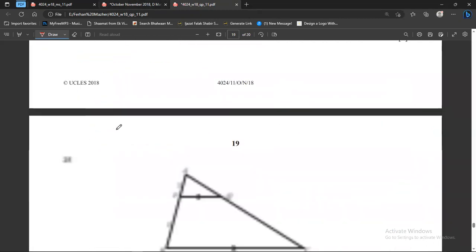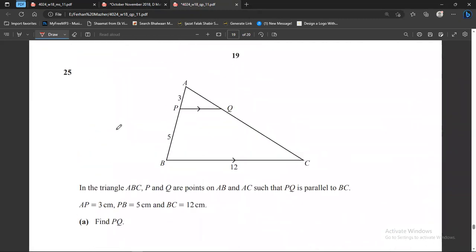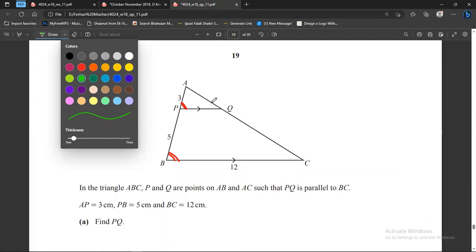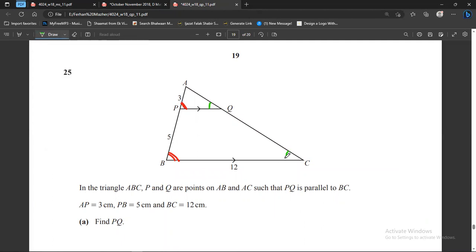Okay, so we are going to the next question. The next question is question number 25. He says, in the triangle ABC, P and Q are the points on AB and AC such that PQ is parallel to BC. So this small triangle and this big triangle are basically similar to each other. You see this angle and this angle, they will be equal, and this angle and this angle are equal to each other. So this small triangle and the big triangle are similar to each other.